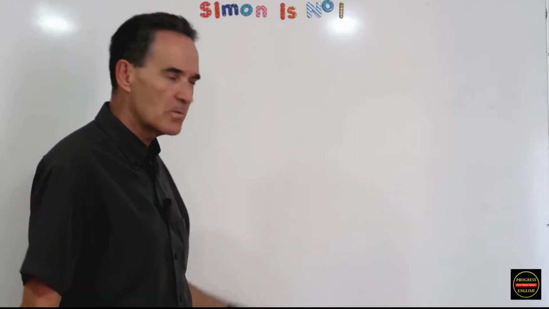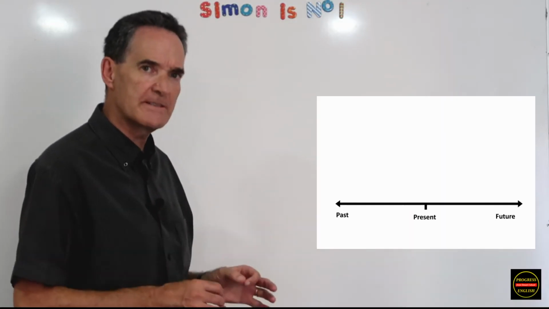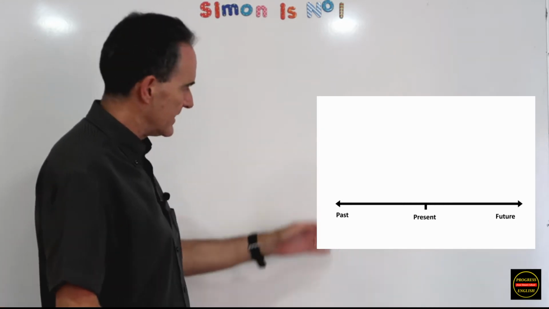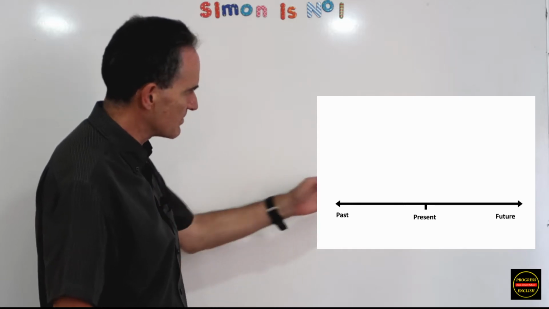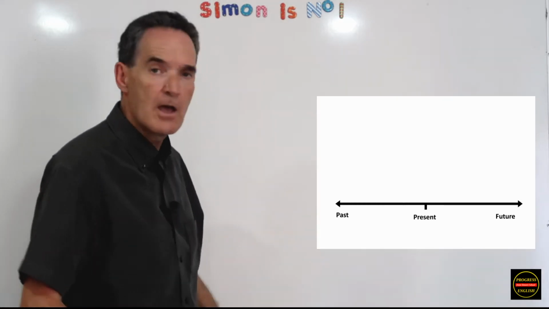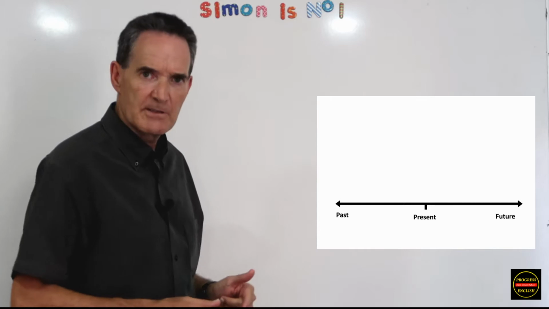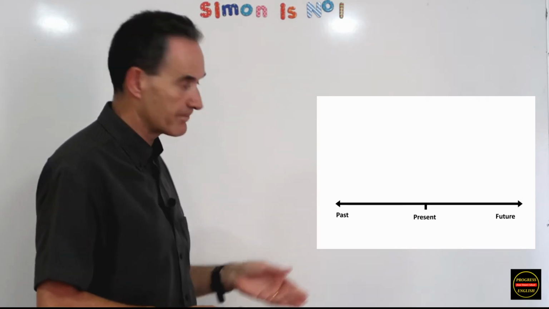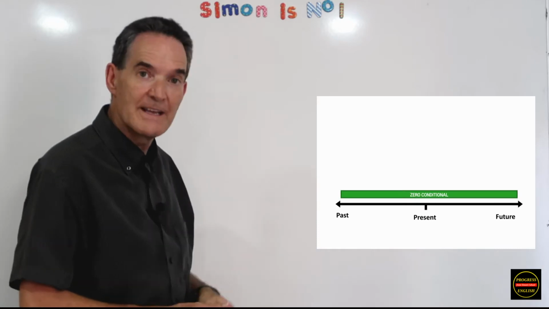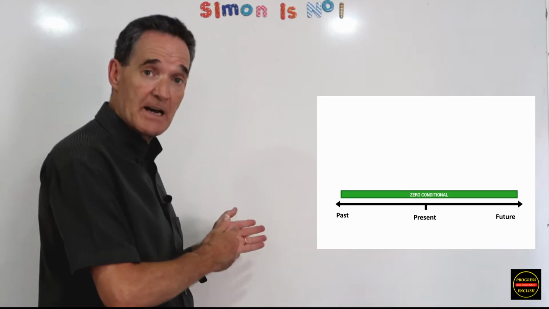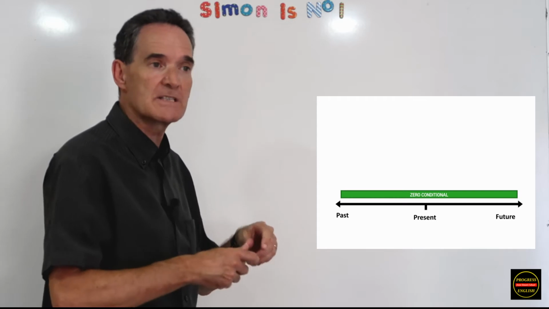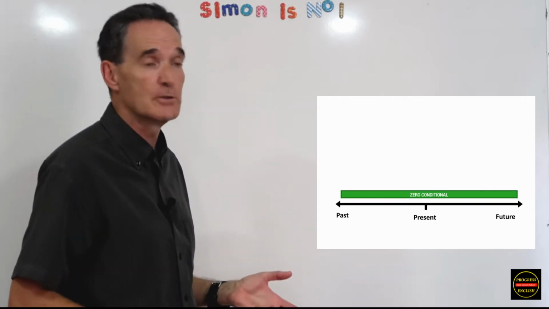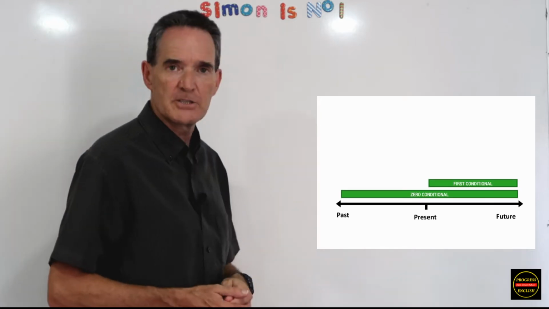Let's start with a timeline to show the differences between each conditional. Look at this timeline. Here we have the past, we have the present and the future. Now, let's start with the zero conditional. Where does the zero conditional go on this timeline? There you go. It's from the past to the future, because the zero conditional we use for things which are always true.